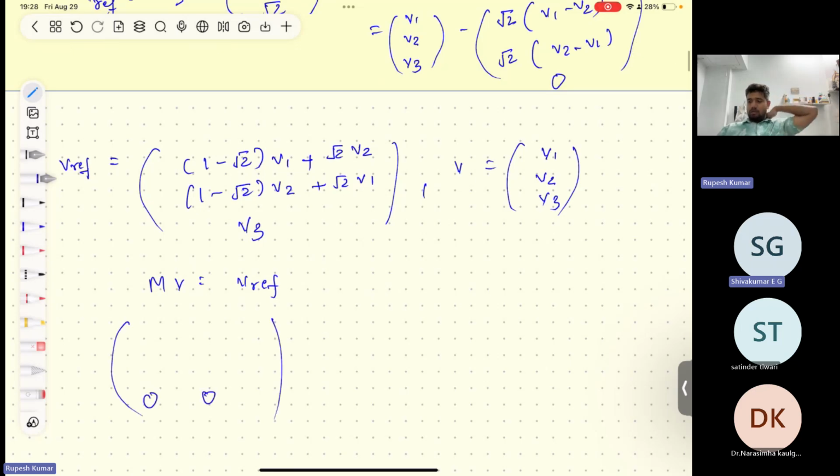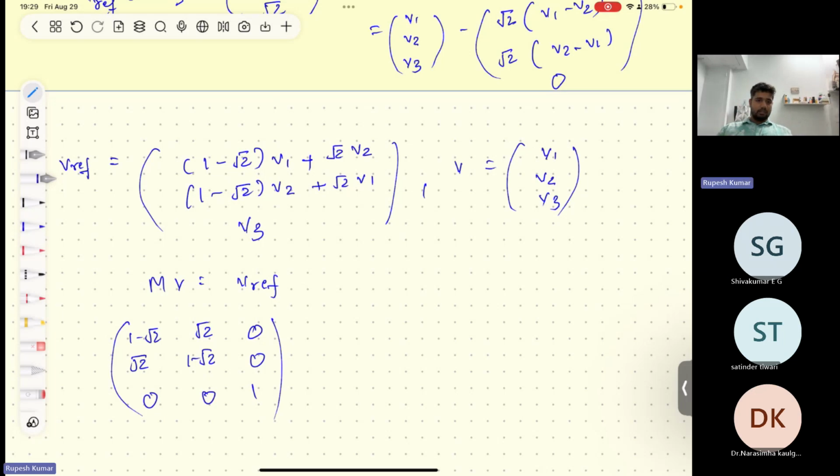So for sure, the last row has to be 0, 0, 1, and the last column, obviously. And what should the matrix look like? 1 minus root 2 v1 plus root 2 v2, right? So this into this. So 1 minus root 2 comma root 2 here, and then 1 minus root 2 v2 plus root 2 v1. So root 2 or 1 minus root 2. So this is the matrix you want. This is the answer. This will cause this reflection.